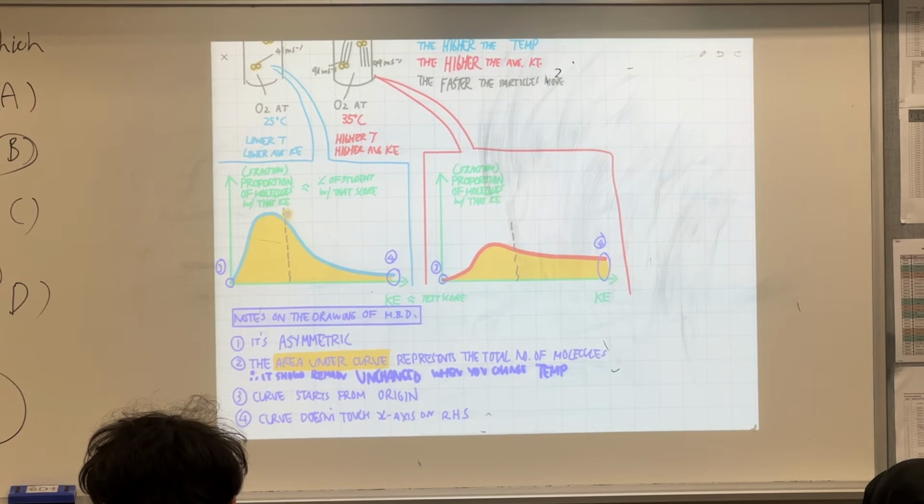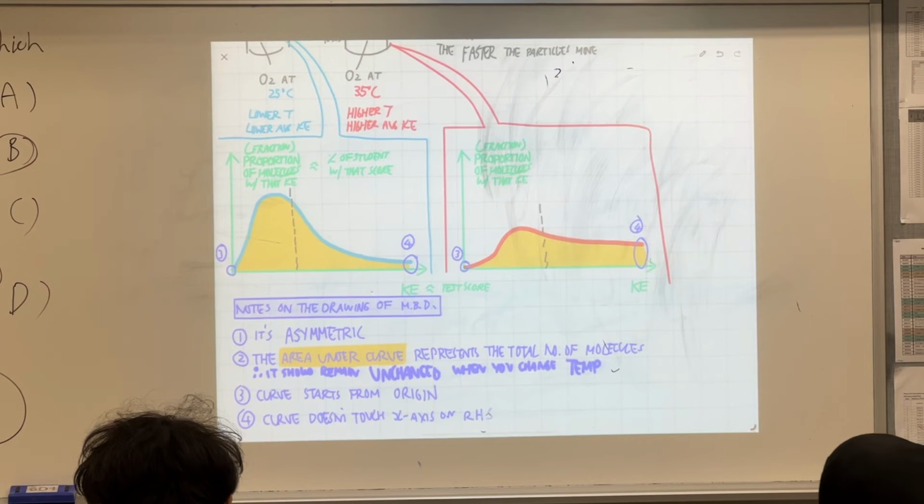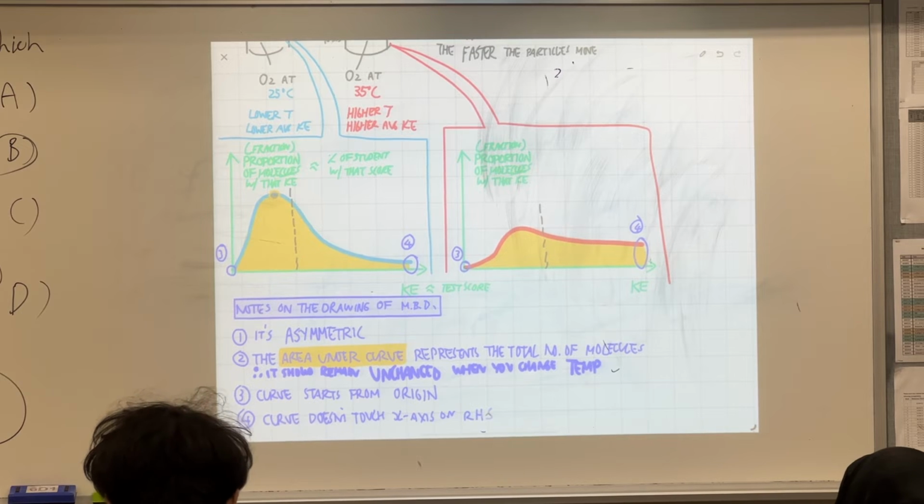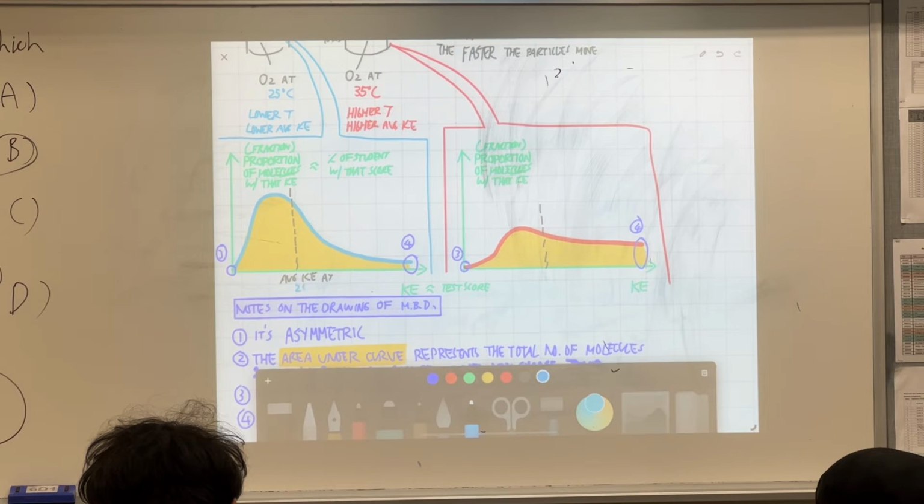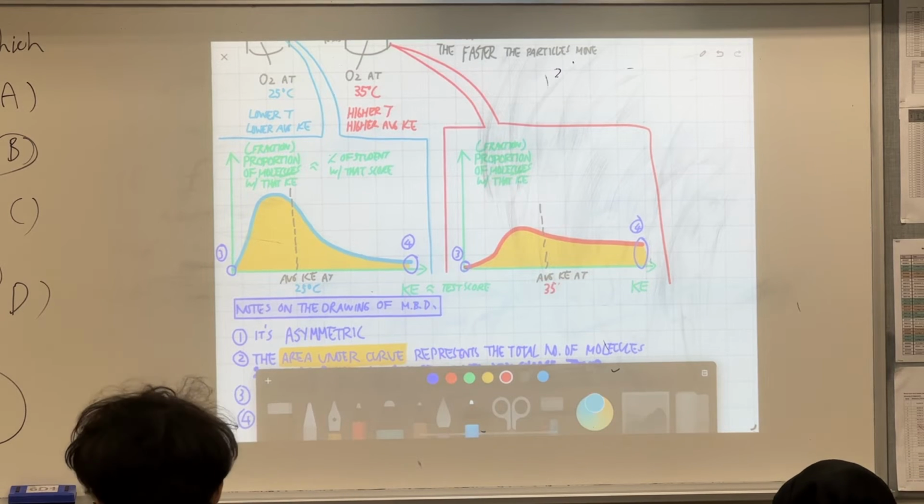Okay, the explanation why this is not at the highest point but to the right is complicated. It's physics, and we will not be digging into that. So just know that if you want to read the average KE from this graph, you can do it. It's somewhere to the right of the highest point. So this is the average KE at 25 degrees C, and this is the average KE at 35 degrees C.